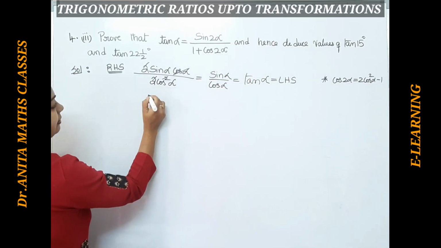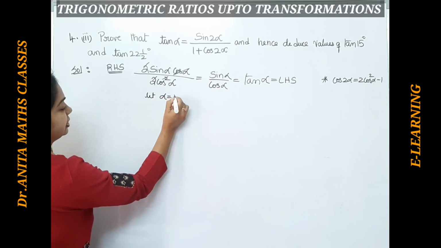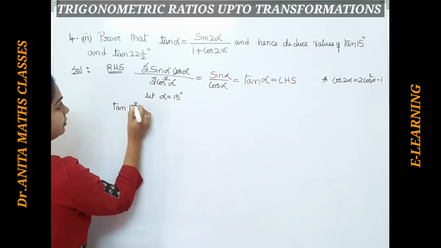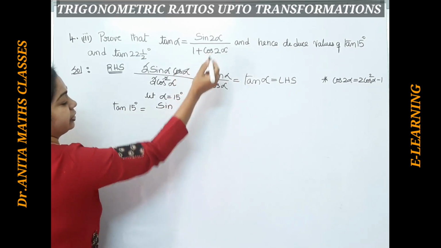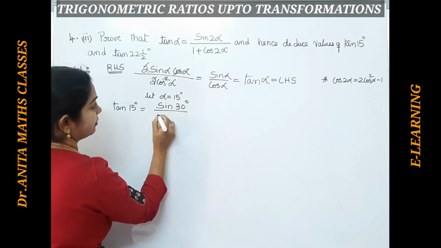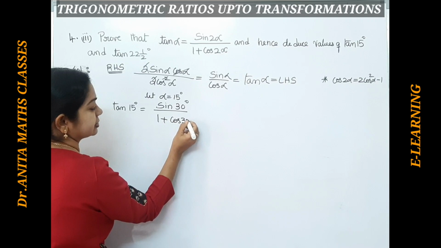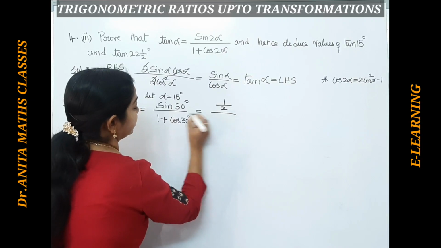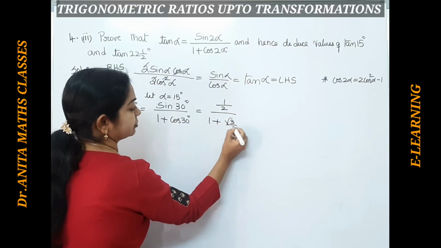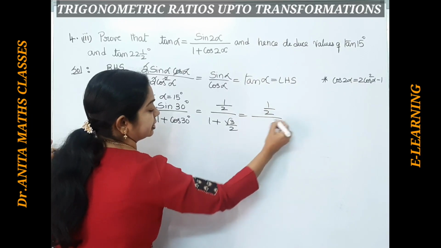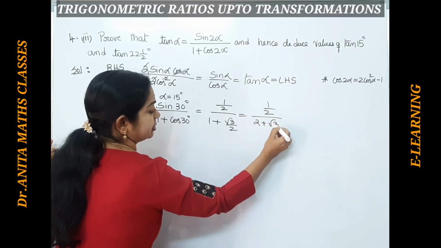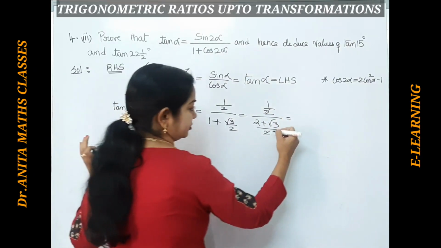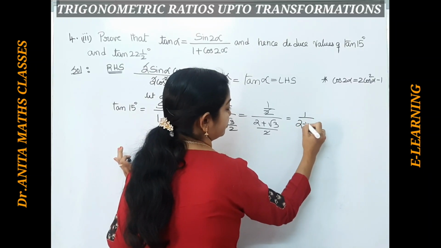Now here let alpha be 15 degrees. So we will substitute. So tan 15 degrees equals sine of 2 into 15 degrees, which is 30 degrees, divided by 1 plus cos 30 degrees. Right. So we'll write the values of this. Sine 30 is 1 by 2, 1 plus cos 30 is root 3 by 2. So again 1 by 2, here let's take LCM, 2 plus root 3 by 2. This goes off. So it comes the same way, 1 by 2 plus root 3.